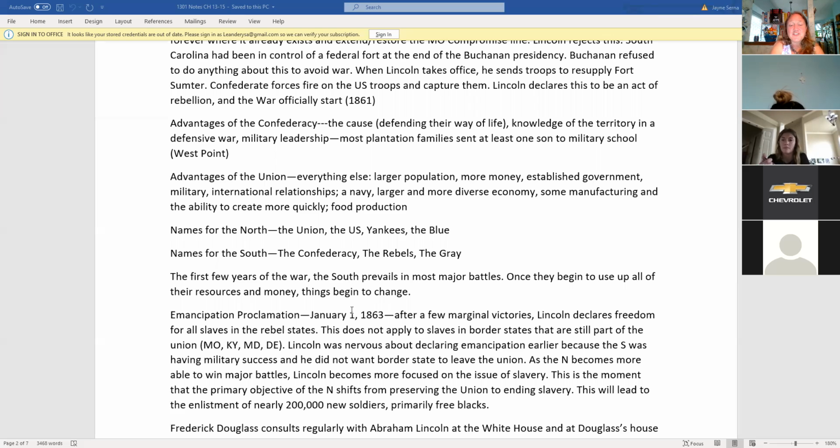So just in case you're like that student and your Civil War is not your thing, all the names for the North, there's probably more, are kind of listed here. So the North, the Union, US, the Yankees, the blue, and the South, Confederacy, Rebels, the gray. And of course, you know, probably, maybe, that the uniforms are blue and gray.